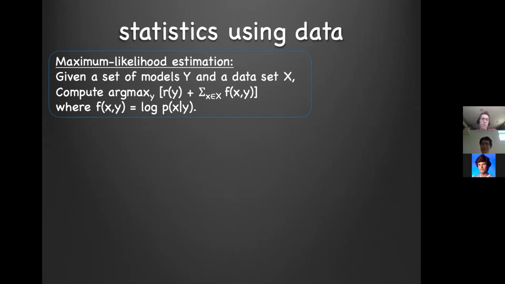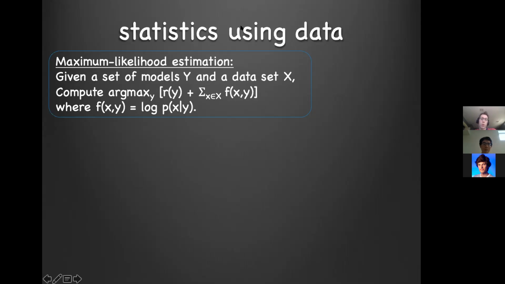So given a set of models Y and a data set X, you want to maximize basically the likelihood of seeing this data set given a particular model. So you're going to maximize over Y. Little y is one of the models. And what you want to maximize is the probability of seeing this data set. You assume these are each independent points. So you just multiply the probability of seeing each data point given the model.